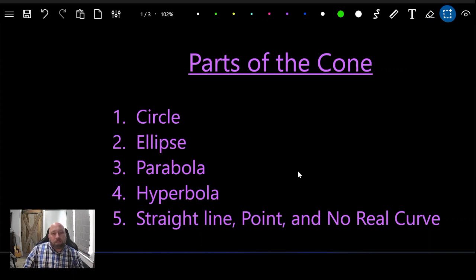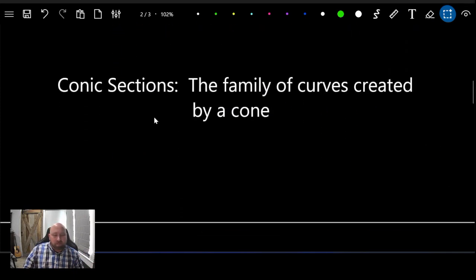All right, let's keep going. Look down here, I just wrote this down. The word conic section is what's called the family of curves created by a cone. When you put the cone on the graph, you're going to have little sections that you can take out, and you can look and say, okay, there's a circle. Okay, there is a hyperbola. And you're like, what is a hyperbola? Well, we'll get to that. We'll talk about that in just a little bit.